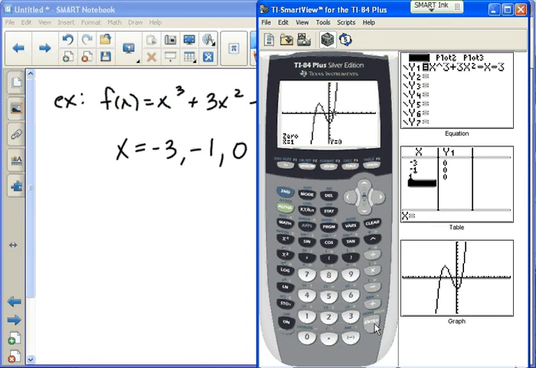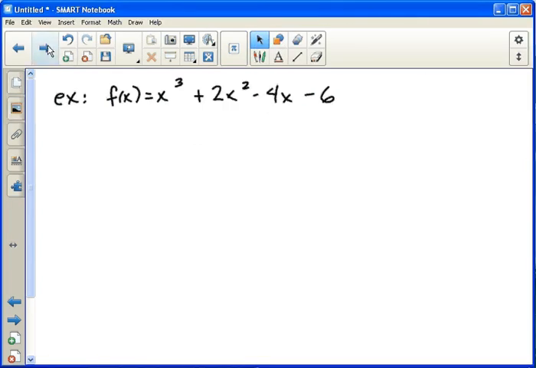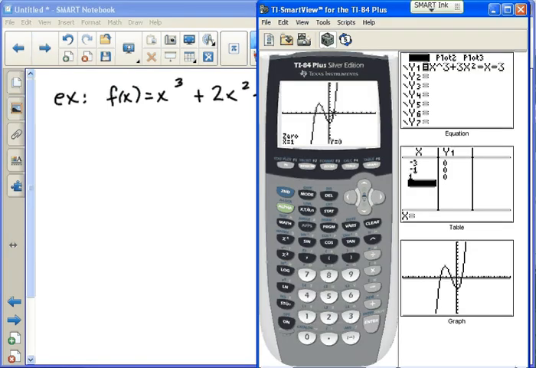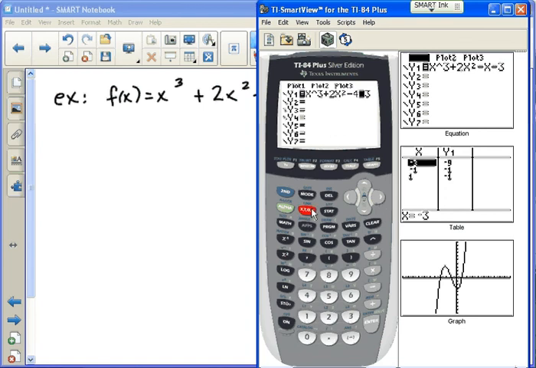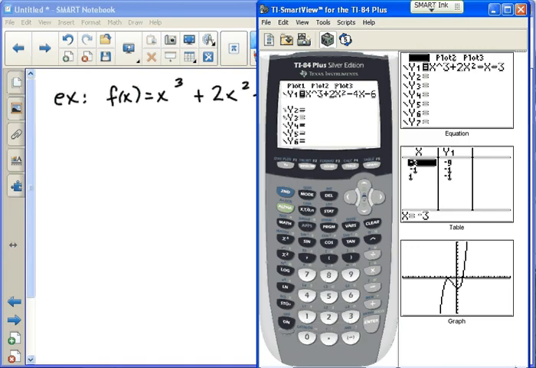We're going to do one more in the calculator. x cubed plus 2x squared minus 4x plus 6. Let's see, x cubed plus 2x squared minus 4x minus 6. Let me double check that that's correct. Okay, minus 4x minus 6. So x cubed plus 2x squared minus 4x minus 6.